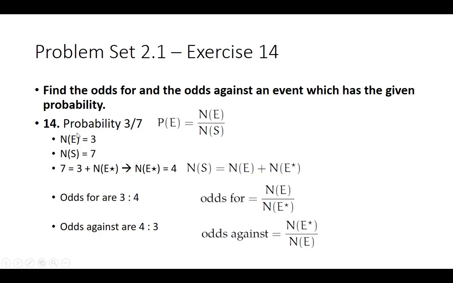Number 14. This time we're given a probability of 3/7. So that tells us that NE is 3 and NS is 7. Using our NS equals NE plus NE star formula, plugging things in, we get 7 equals 3 plus NE star. That implies that NE star must be 4. Now we have NE is 3, NE star is 4. NE over NE star gives us 3/4. The odds for are 3-4. And when we flip that around, we get the odds against. That would be 4-3.